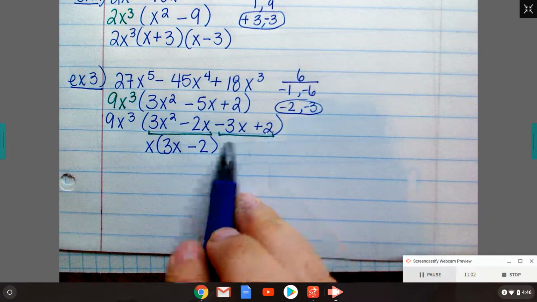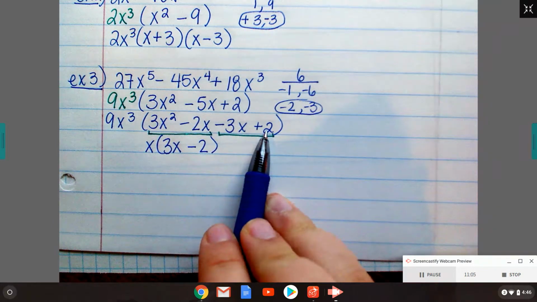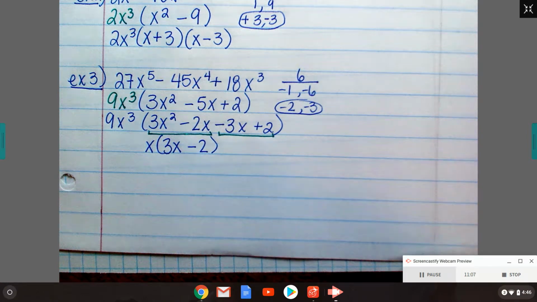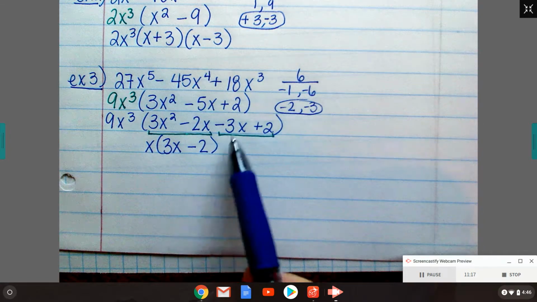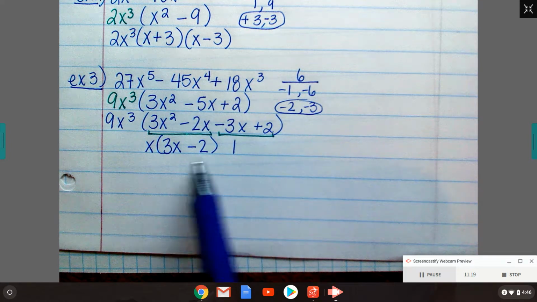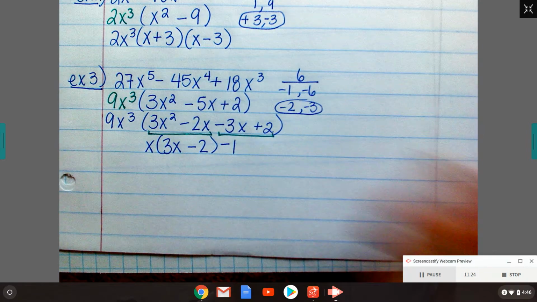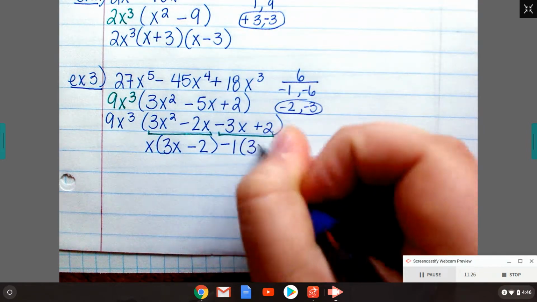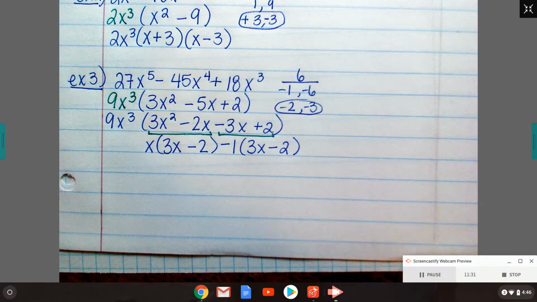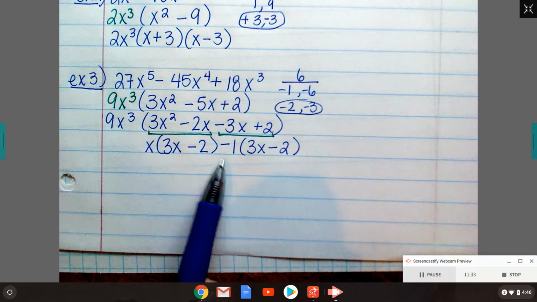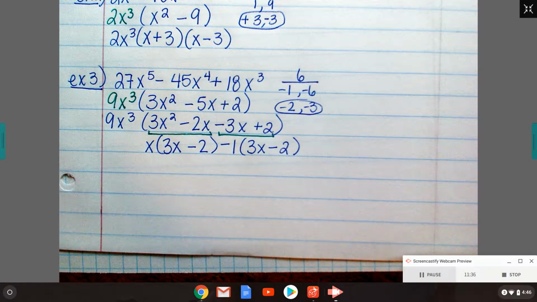Negative 3x plus 2. The 3 and the 2, there's nothing in common with, and there's not even x in both of them. So when you're in this weird situation, we want to pull out a 1 or a negative 1. Let's think about it for a minute. If I pull out a positive 1, then I'd be left with negative 3x plus 2 in parentheses, which doesn't match my other parentheses. If I pull out a negative 1, it'll give me a positive 3x minus 2, which is a match. So that's what I'll need to do. If there's no GCF, pull out a 1 or a negative 1. Just make sure they match appropriately.